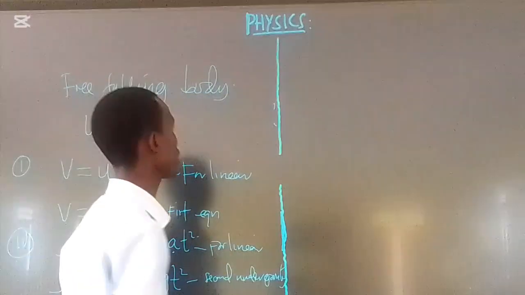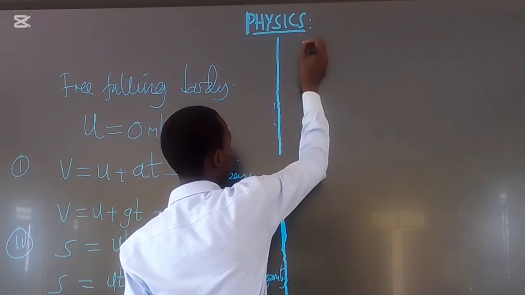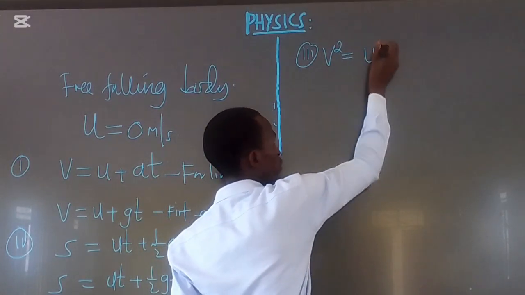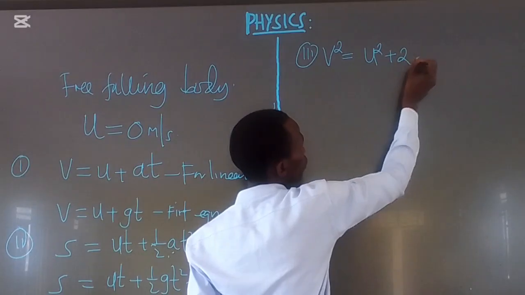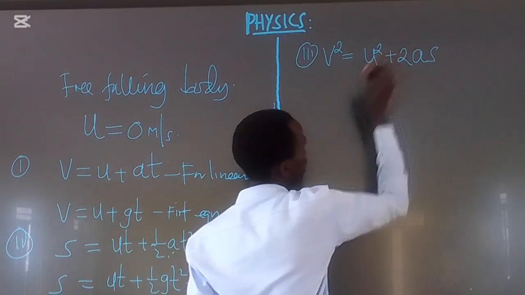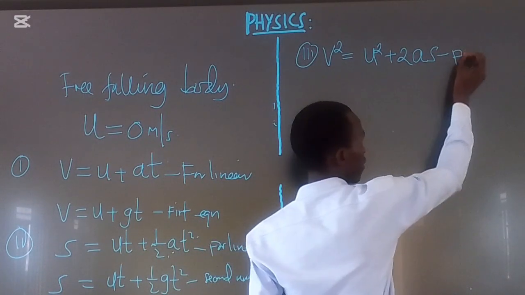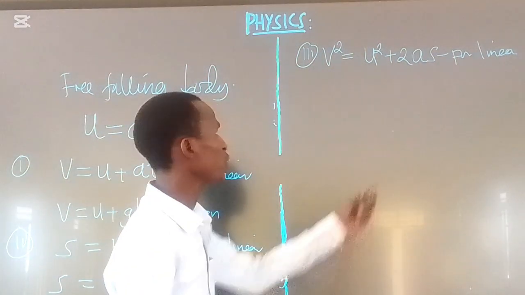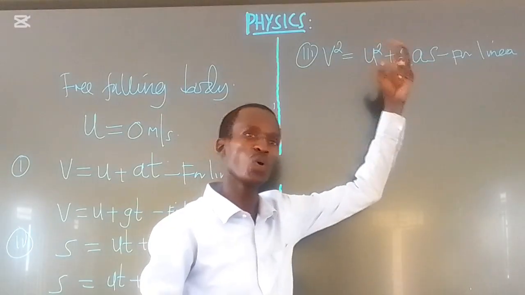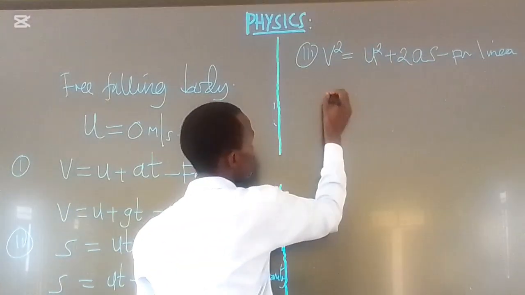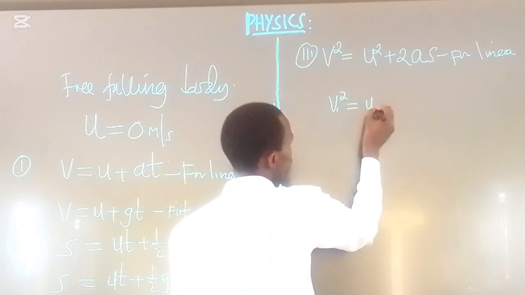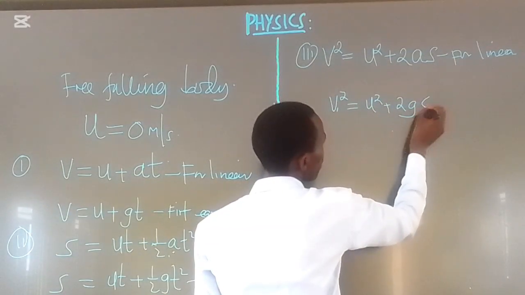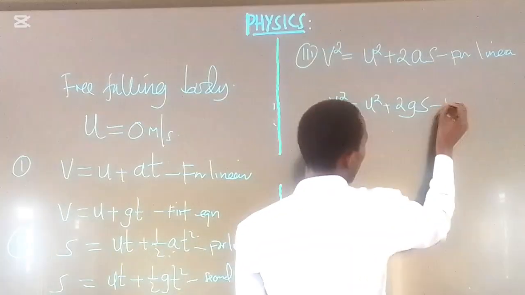Proceeding. Third equation. You say that final velocity squared is equal to initial velocity squared plus 2 times acceleration times displacement. But this is for linear motion. For motion under gravity, we change the linear acceleration into acceleration due to gravity. It becomes that the final velocity squared is equal to initial velocity squared plus 2 times acceleration due to gravity times the displacement. This is for motion under gravity.